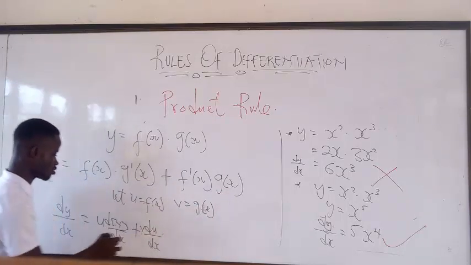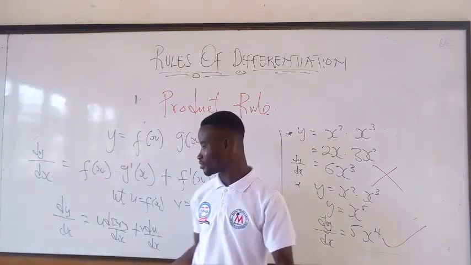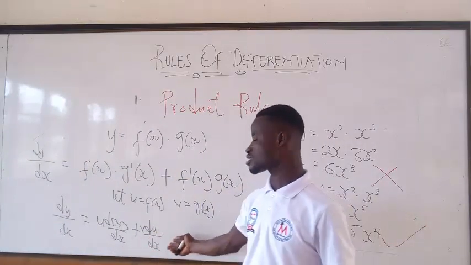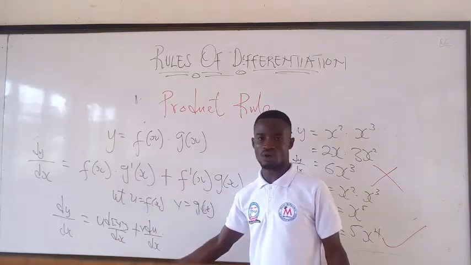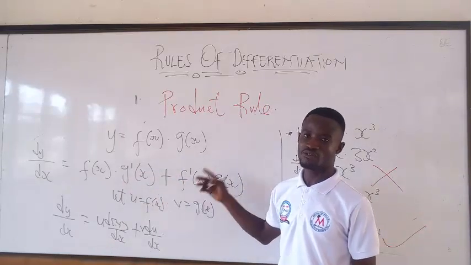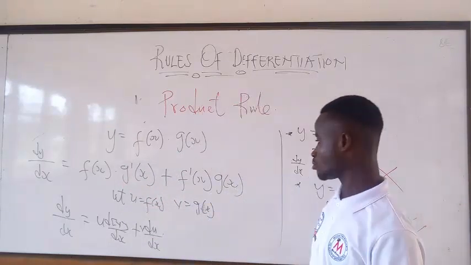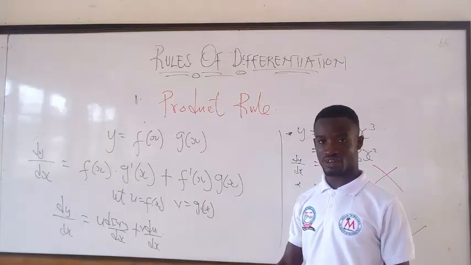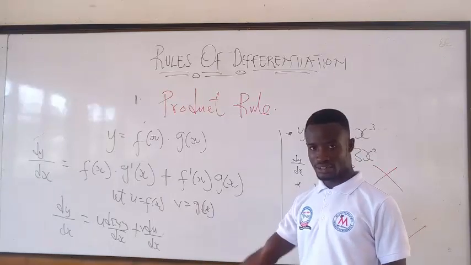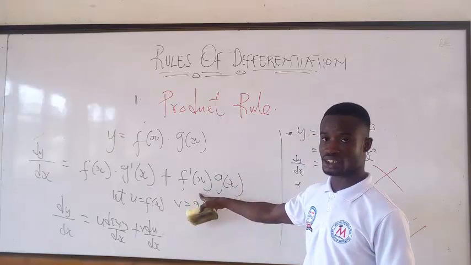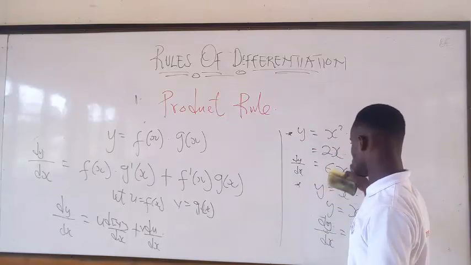So in some books they write it like this for you, but I don't normally agree with writing it in terms of this. I don't see anything necessary. It's just simple like this: leave the first one, differentiate the second one, plus differentiate the first one and leave the second one. Just simple like that. But don't forget it, okay? Leave the first one, differentiate the second one. Then leave the second one and differentiate the first one.